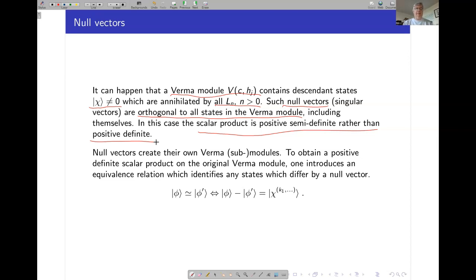But since these null vectors are by themselves primaries, they create Verma modules which sit within our original Verma module, so they are Verma submodules, and we can obtain a positive definite scalar product by identifying any states which differ by a state which belongs to these Verma submodules. So put more simply, what we have to do in this situation, we identify any two states with one another which differ by such a null vector, and then on the resulting space we have a positive definite scalar product, and many Hilbert spaces occur in this roundabout way.